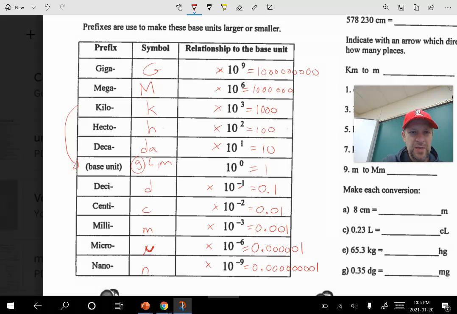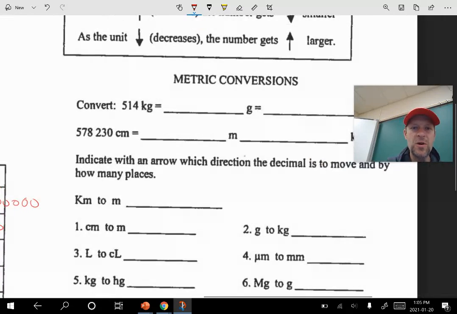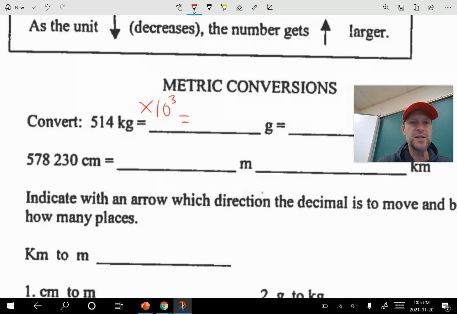So when I'm going kilograms to grams, what is my difference in power of 10? Let me change my color here to a highlighter. I'm going from a 10 to the 3 to a 10 to the 0. And the difference there is what's important. So 10 to the 3 to 10 to the 0 has a difference of a power of 3. So I'm going to write times 10 to the power of 3. Now, if you don't know how to use exponents on your calculator, you will have to type that in as 514 times 1,000, because that's what 10 to the 3 equals. So the answer is 514,000 grams.